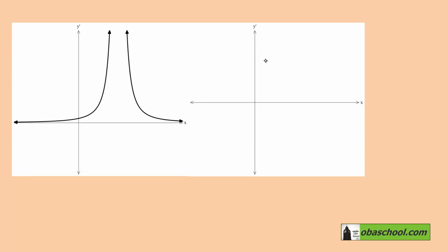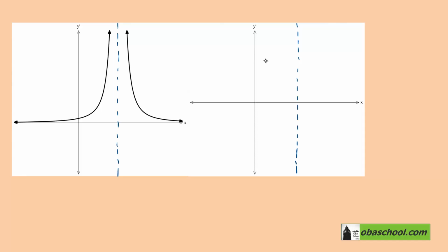Now, if we're going to draw the gradient function for this one, the first thing to note is that there are no turning points here. We do have what seems to be an asymptote, where the gradient becomes infinite. And that will be maintained over here on the gradient function.